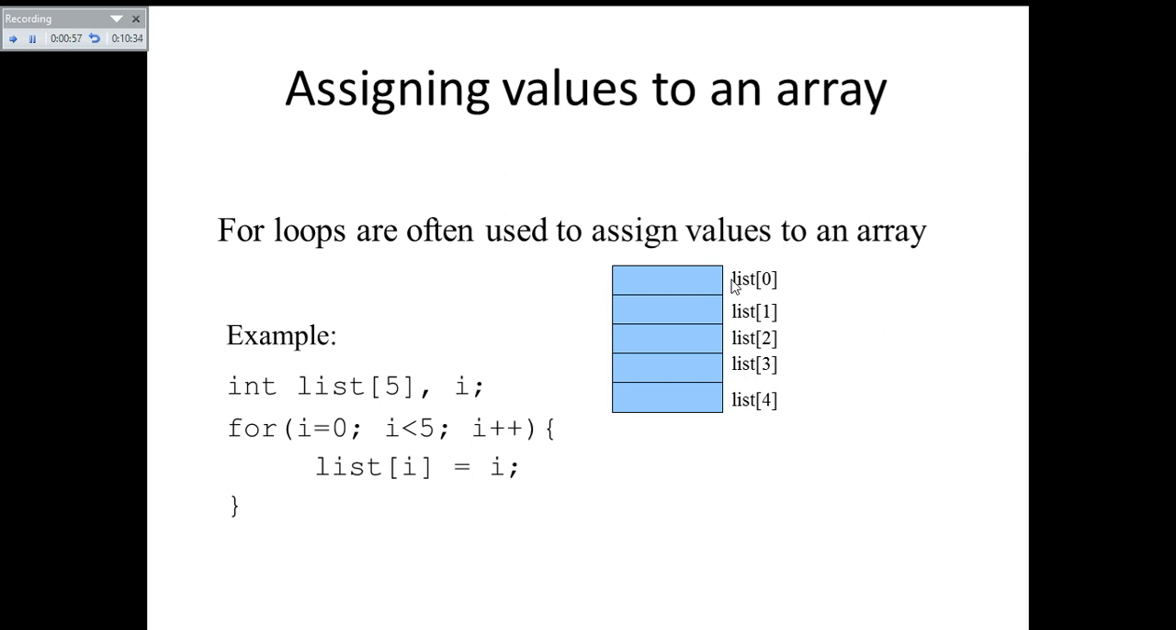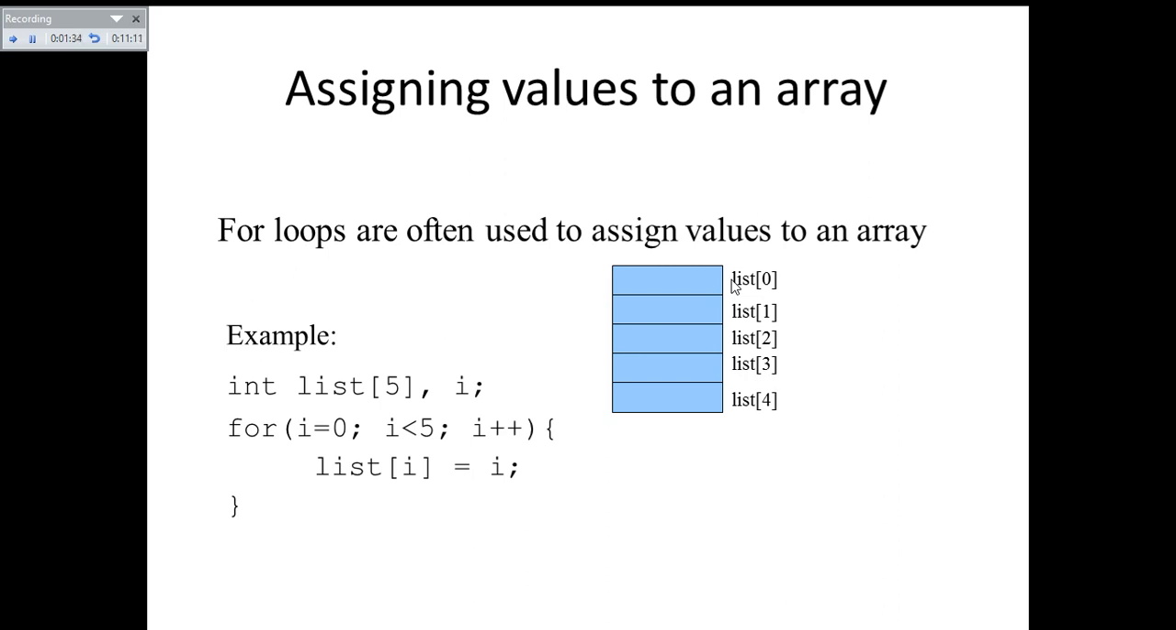Then it will enter the for loop and initialize list of i, that is list of 0, with i, whose value is again 0. So list of 0 is initialized with 0, then i will be incremented, i will become 1. 1 is less than 5, so again the for loop condition is true. So list of 1 is initialized with 1 only. Like that it will initialize all the 5 values with i's only. So list of 0 is 0, list of 1 is 1, list of 2 is 2, list of 3 is 3, list of 4 is 4.